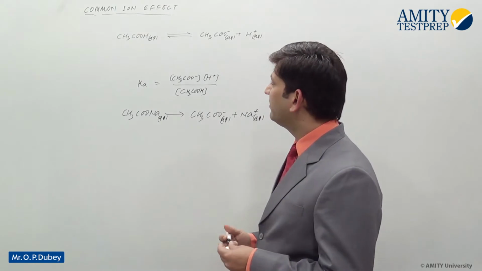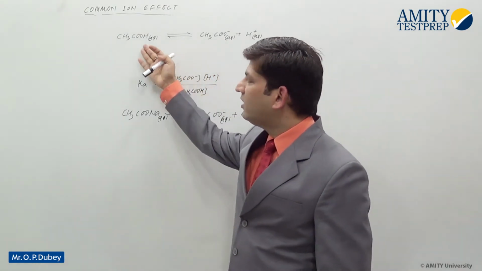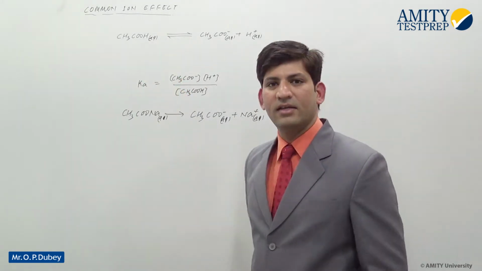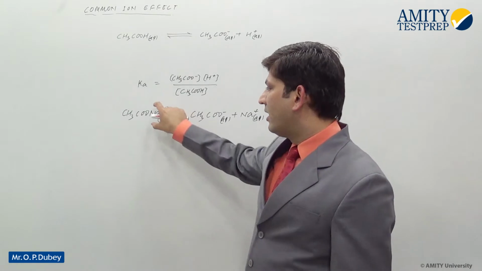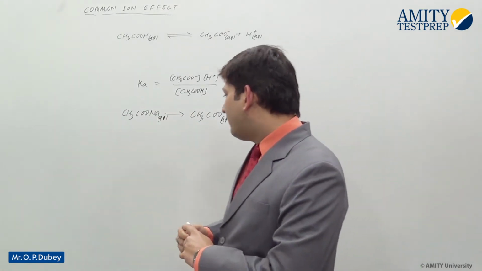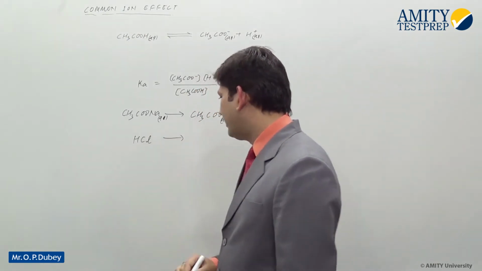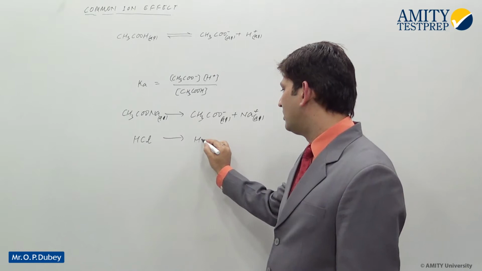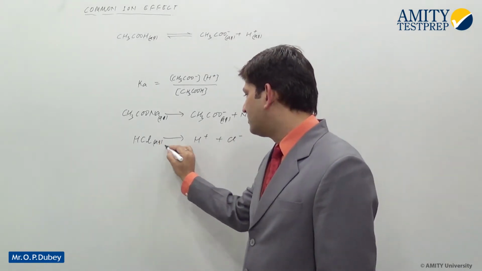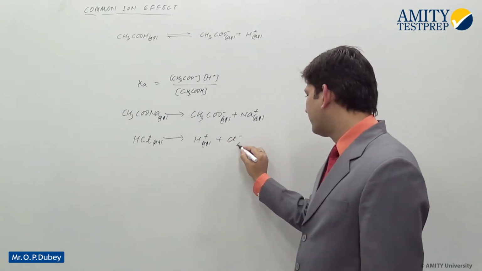We can also say, if the equilibrium shifted towards the backward direction, the degree of dissociation of this weak acid, acetic acid, decreases when sodium acetate is added in the solution, or if HCl is added in the solution, which gives the H plus ion. HCl is also a strong electrolyte. It gives H plus and Cl minus. H plus is the common ion in this case.